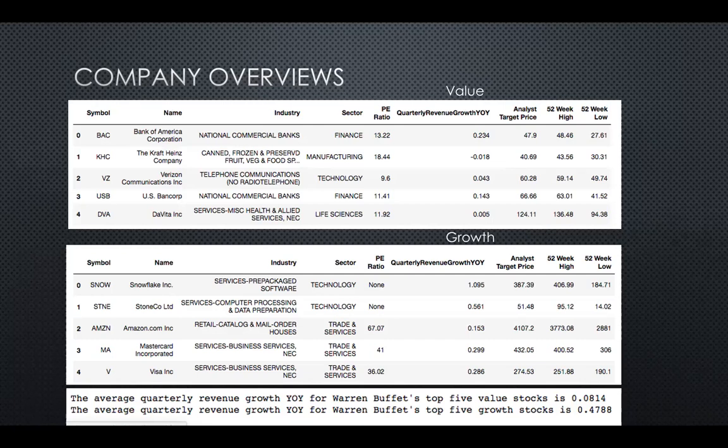This use of the API is just to familiarize some differences in value and growth stocks, because I'll get into the analysis further in this video. But as you can see, just some quick things. The PE ratios are much higher for the growth stocks because people are more willing to pay a higher price today for the high growth in the future. And as you can see, the average quarterly revenue growth year over year for the value stocks is much lower than the growth stocks. And this is just due to the high growth of the growth stocks.